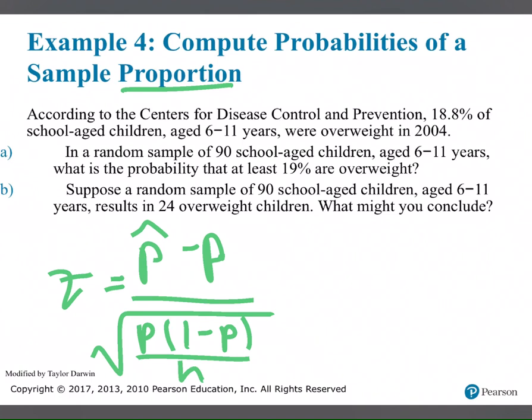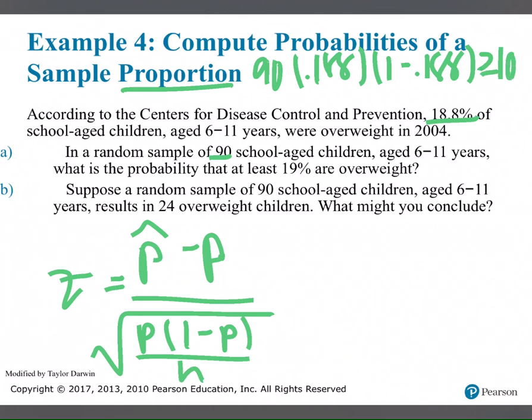Now, before we use that, we have to figure out if this is normally distributed. Use that rule that we just used. So my n is 90. So 90 times my p, which is 0.188, times 1 minus p needs to be greater than or equal to 10, and I get 13.7, so I'm good to go. This is normal.